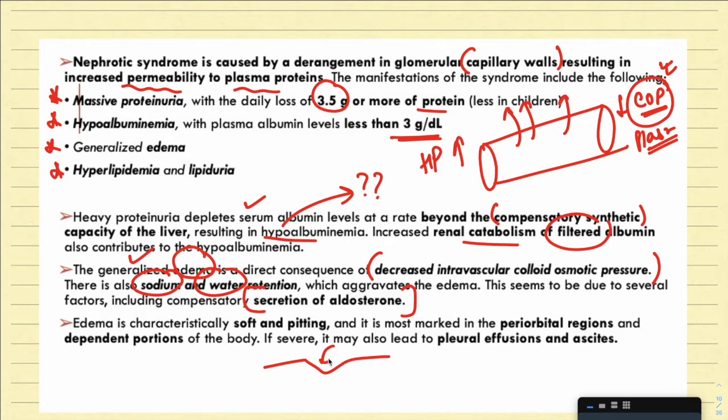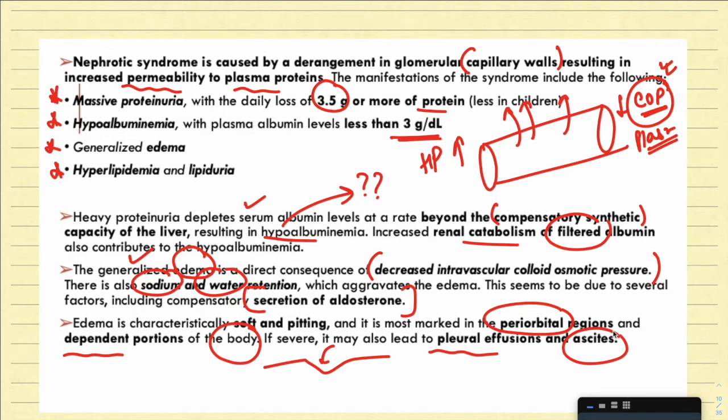And it is most marked, so renal edema is most marked in the periorbital region as well as in the dependent portions of the body. If it is severe, it might also lead to pleural effusions as well as ascites. So these are the basic symptoms of nephrotic syndrome. It is not any kind of disease. It is just a syndrome with 4 important components.